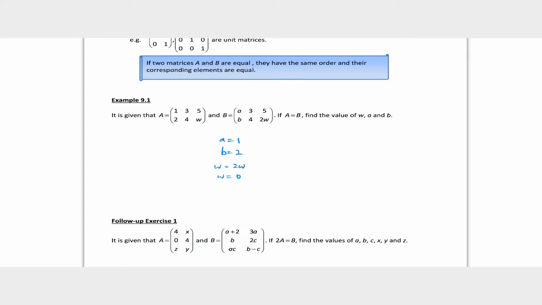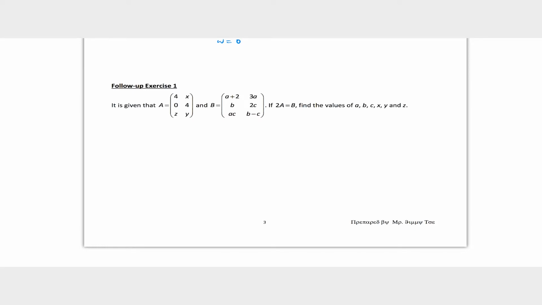For exercise 1, maybe you can pause the video and do it first. After that, you can continue to watch the example. I will illustrate how to find the values of a, b, c, x, y, z. 2A is equal to B. Maybe you need to know the meaning of 2A. 2A means 2 is a scalar and A is a matrix. If we need to simplify it, we multiply each element by 2. So it is equal to 8, 2x, 0, 8, and 2z and 2y.